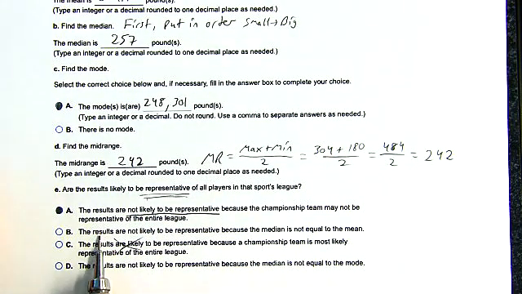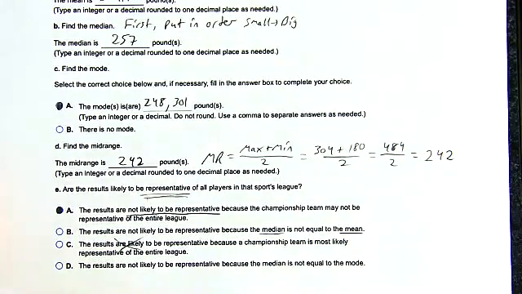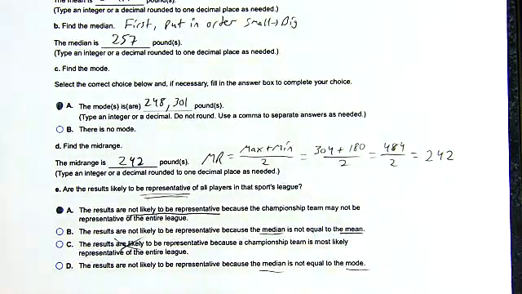Okay, let's look at B. The results are not likely to be represented because the median is not equal to the mean. This will almost never happen. So that's not a problem. The results are not likely to be represented because the median is not equal to the mode. That also will almost never happen. These numbers don't have to be equal. They should be probably close, but they don't have to be equal.